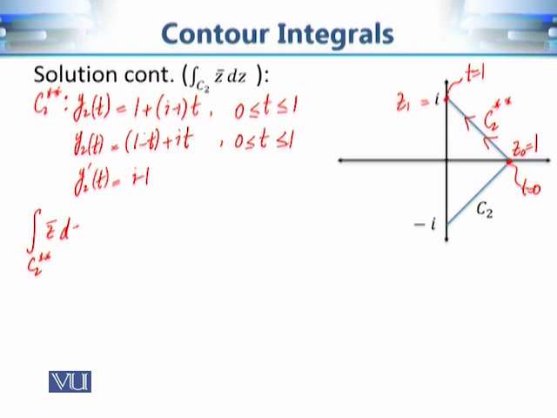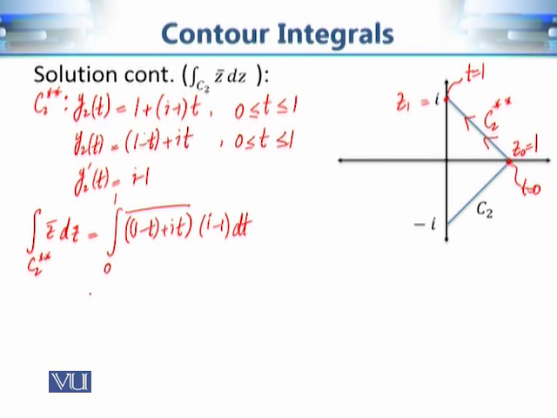Now let's evaluate this integral along this second leg of the contour C2, which is C2 double star. The integral of z conjugate dz is going to be equal to, so the limits of integration are obviously 0 to 1, and first of all we write f of y2 of t. So what is f? Z conjugate, and f of y2 of t becomes the conjugate of y2 of t, and y2 of t is nothing but 1 minus t plus iota t, and we need to write down the conjugate of this, and the derivative is (iota minus 1) dt.